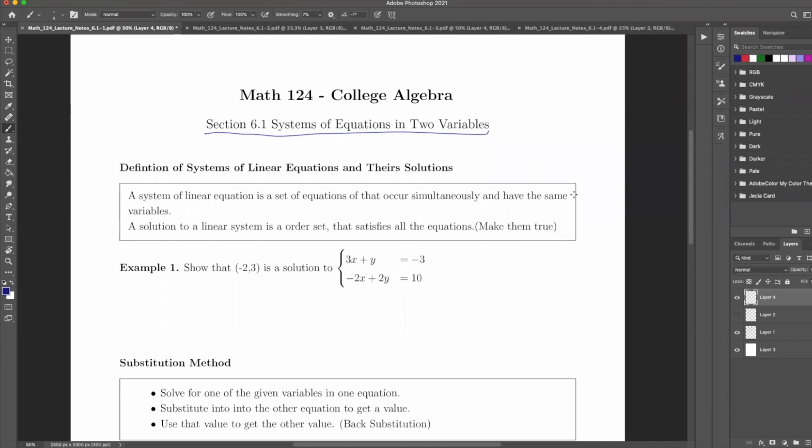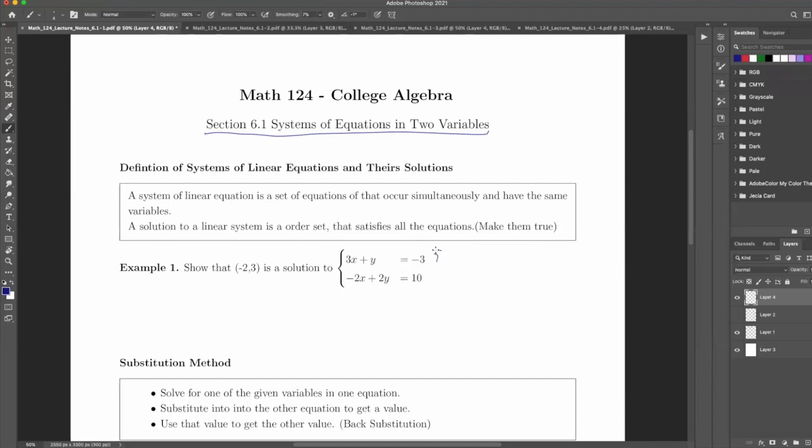They have the same variables, and they occur at the same time. So that's what this little bracket means. It means both of these occur at the same time. A solution is an ordered set. So here we have an ordered set that satisfies the equations, aka makes them true. And so let's start there.